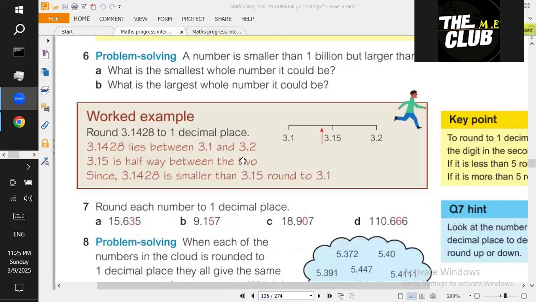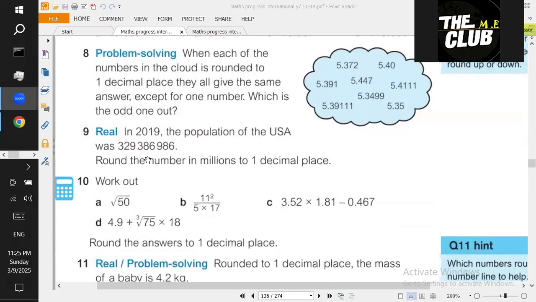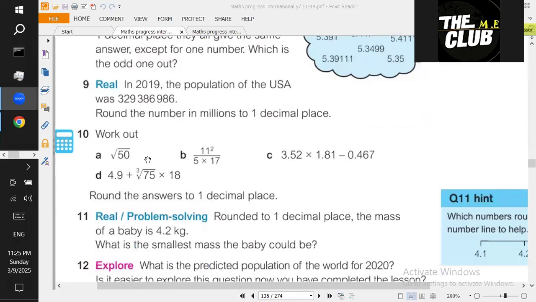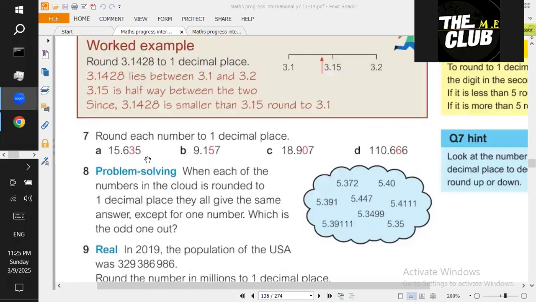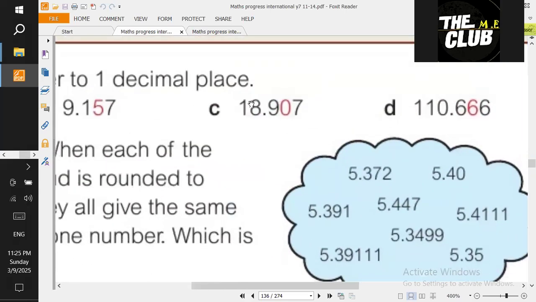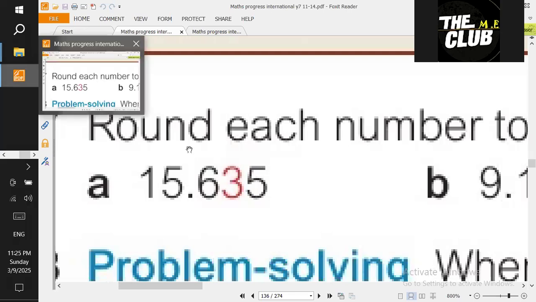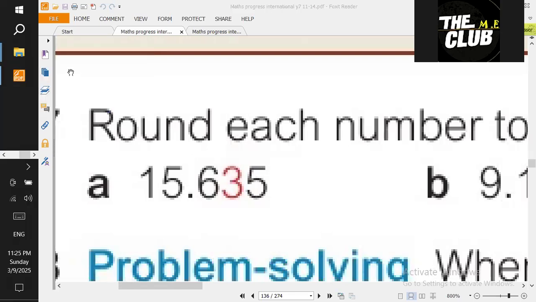Rounding to one decimal place. Let's take a question. Round each number to one decimal place. One decimal place means they need one decimal number in the answer. It means when you put a box, take the whole number and one decimal number like this. So one decimal place means the first decimal place.